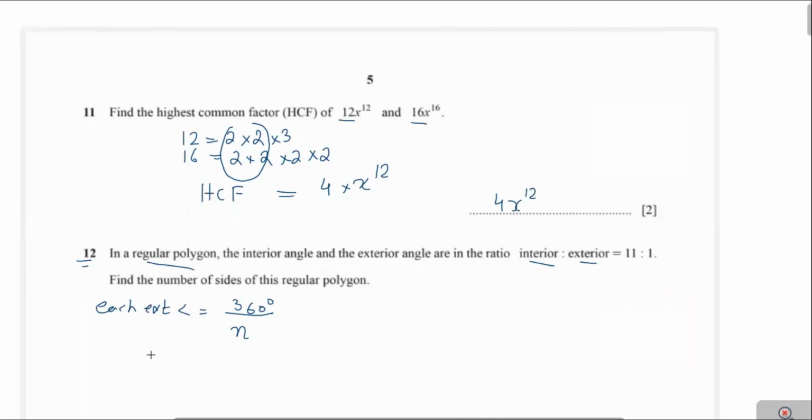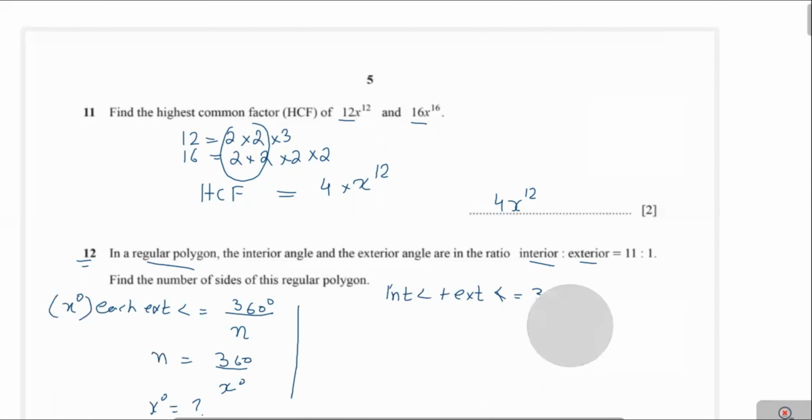Now to find n, n will be equal to 360 degrees divided by each exterior angle. We name it as x degrees. Therefore, firstly, we will find x degrees. Now, to find x degrees, you see here the ratio of interior and exterior is 11:1. You know the sum of interior angle plus exterior angle of a polygon will be equal to 180 degrees. Exterior plus interior equals 180 degrees.